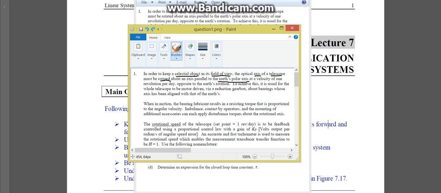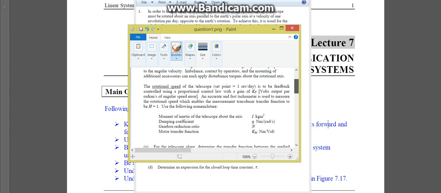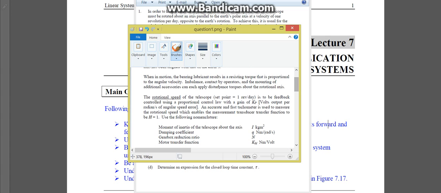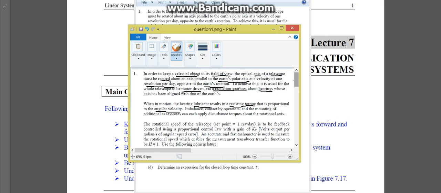So, yep, along the Earth's polar axis of rotation of a certain amount of revolutions. To achieve this, usually the whole telescope is driven by a motor, a reduction ratio gearbox, and its bearings. A few more key points to analyze about this question is that it is lubricated and results in a resistance torque that is proportional to the angular velocity. Okay, that's important to note before we start jumping into this question.